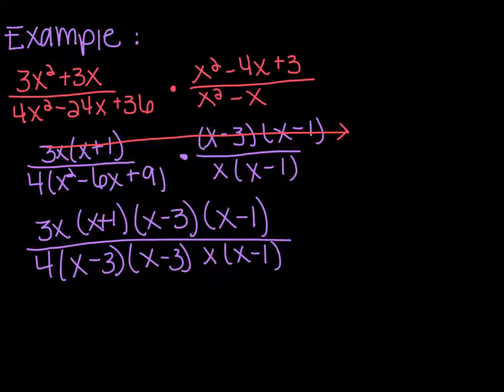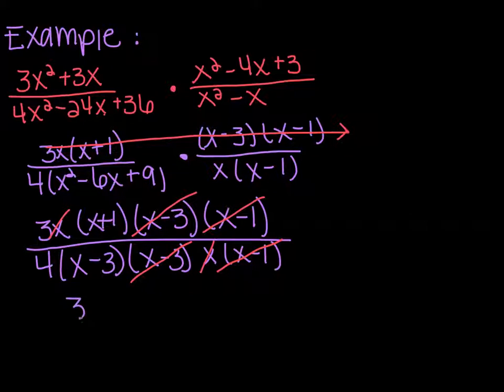So what you're going to do is cross out anything that's the same in the numerator as is in the denominator. So for example, I see I have an x minus 3 and an x minus 3. I have an x minus 1 and an x minus 1. And then I have an x and an x. So what I'm left with is my solution.